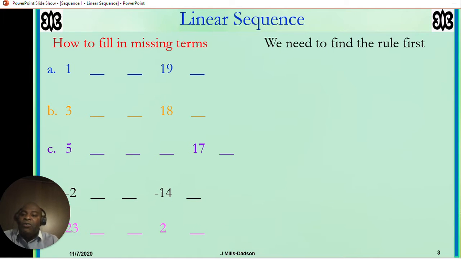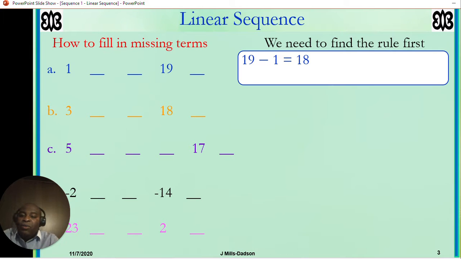Now let's see how we fill in missing terms, especially when there is not just a missing gap but multiple gaps in a linear sequence. The first thing we need to do is to try to figure out the rule of the sequence, and once we figure out the rule, we'll be able to fill in the missing terms. So first, we do that by finding the difference between the first known term and the next known term. The difference means minus. So 19 minus 1 gives us 18.